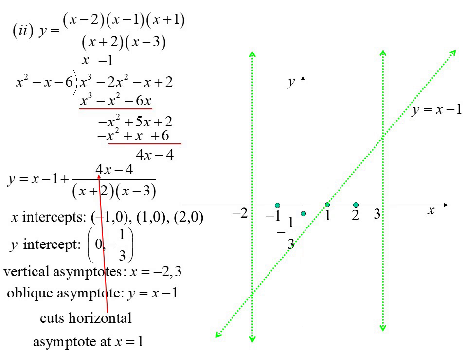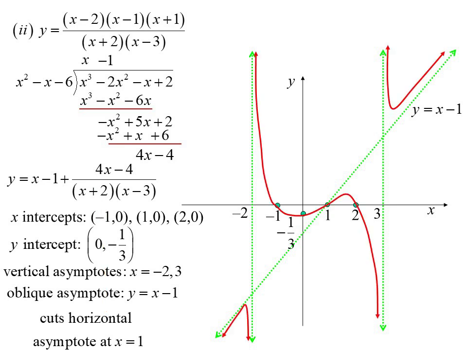So what does this picture look like? Okay, again, working left to right. I've got to be trapped in this little triangle down the bottom here because I don't have an x-intercept on the left-hand side of that asymptote.